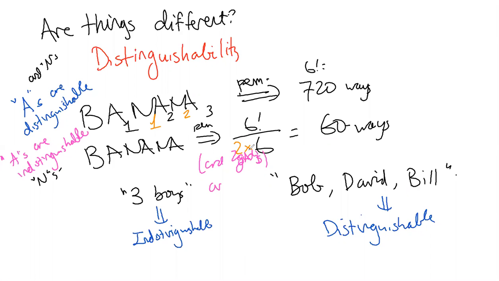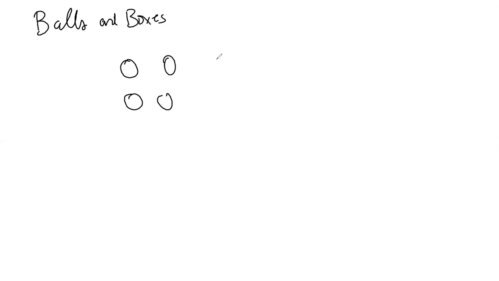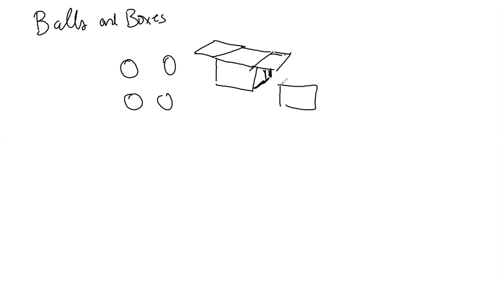So right now I'm going to show you just how important it is to know the difference between distinguishability and indistinguishability. And we're going to do that using the classical problem of balls and boxes, okay? Welcome to the world of balls and boxes. So we have 4 balls and 2 boxes. And I'm going to draw my best box. Like that. Look at that beautiful box. That is a masterpiece of a box. And there are 2 of them, of course.